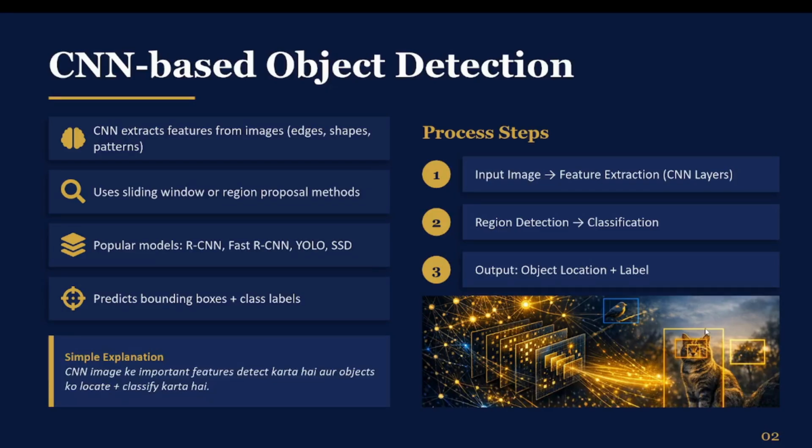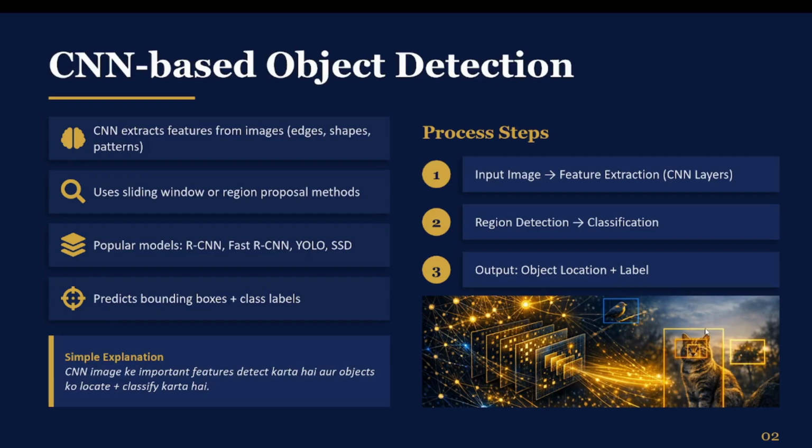CNN based object detection. Let's begin with the first question. How is object detection done using CNN? To understand this, we first need to know what a CNN actually does. A convolutional neural network is a type of deep learning model that is specifically designed to process and understand visual data, that is, images. When an image is passed into a CNN, the network's convolutional layers scan the image and automatically extract meaningful features from it.